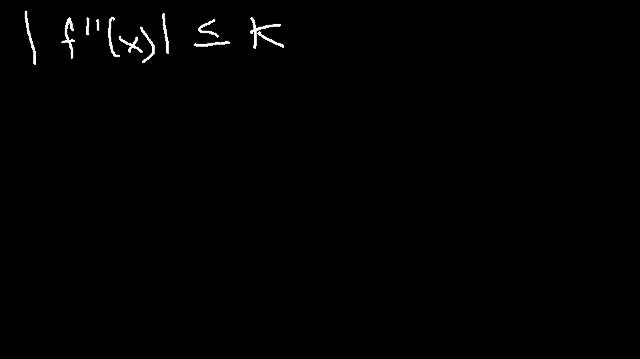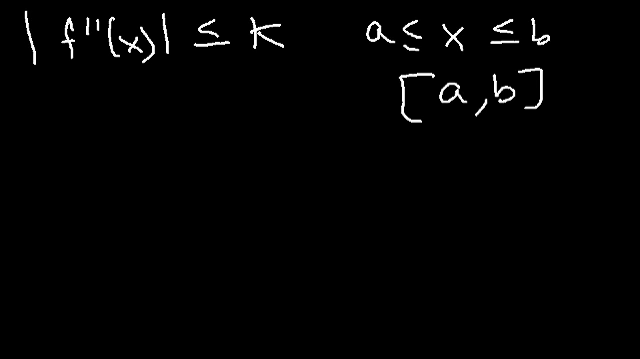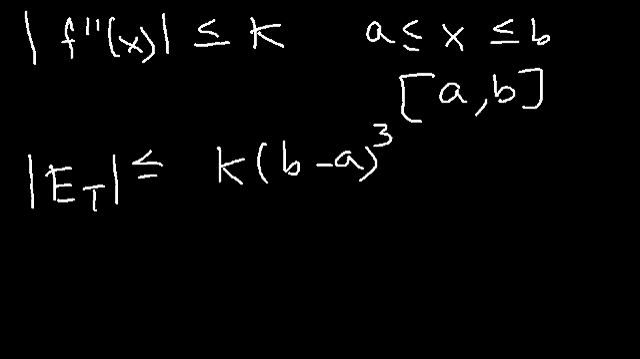Now, there are some more formulas that you need to know. For the trapezoidal rule, the maximum value of the second derivative is less than or equal to k, very similar to the midpoint rule. And x is between a and b. That is, it's in the interval a to b. So the error for the trapezoidal rule is less than or equal to k times b minus a to the third power divided by 12n squared, as opposed to 24n squared in the case of the midpoint rule.